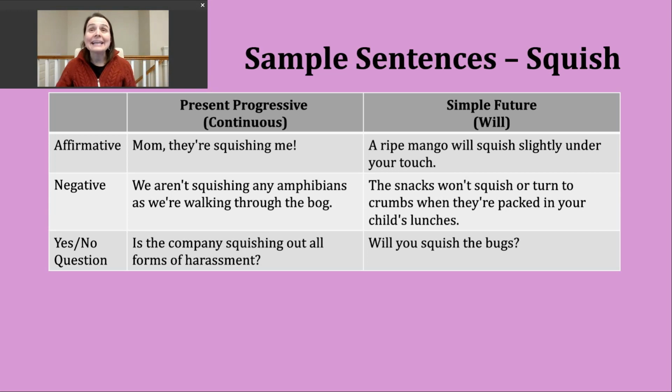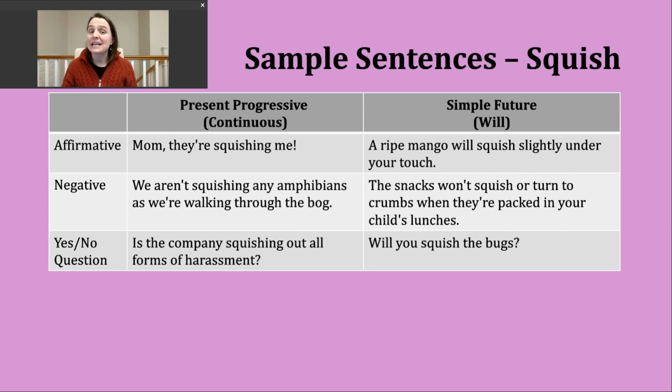Now, if you want to make a negative present progressive sentence, again, we start with our subject and we use the form of be that matches. Then you'll see not, then the ing form of the verb. Here's another example. We aren't squishing any amphibians as we're walking through the bog. Okay. So here, someone's probably saying, we're not hurting or killing anything by walking through this muddy area.